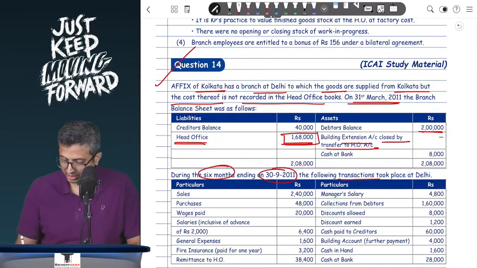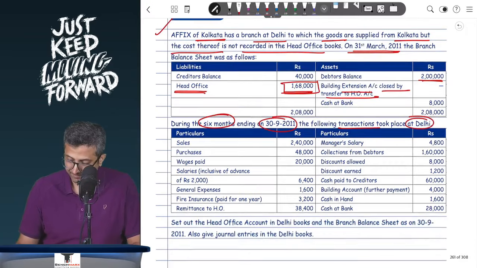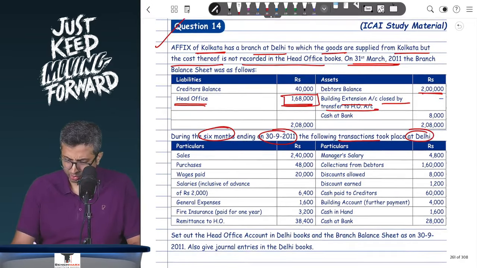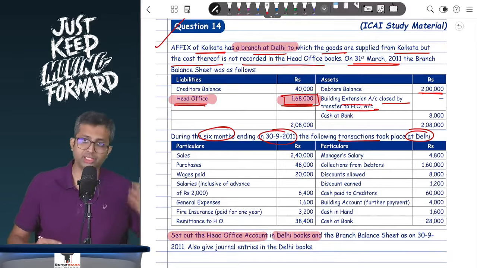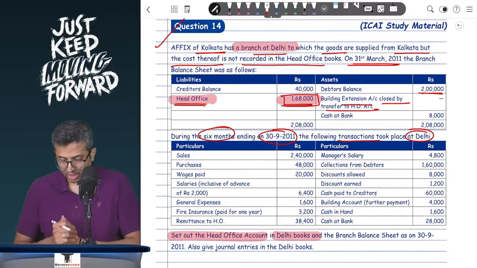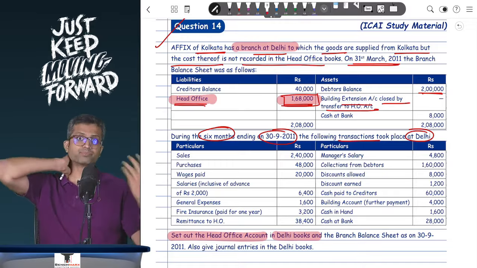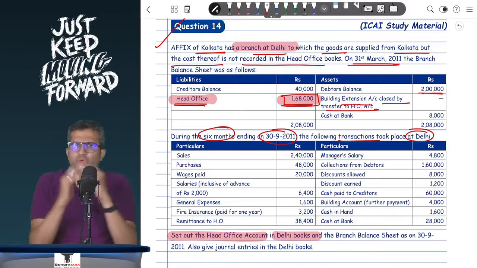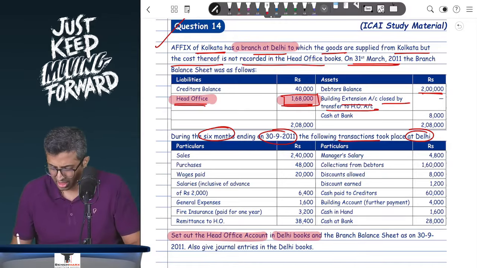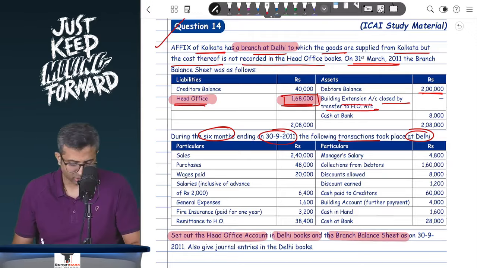The following transactions took place at Delhi. So these are transactions which took place at Delhi, in the branch. All of these transactions are there. Set out the head office account in Delhi books. Head office account has an opening balance, I think a liability, that is a credit balance of 168. Then you have to figure out, as an independent branch, what all, like you passed entries earlier, journal entries. Now you have to prepare a ledger where you take all the entries, and the branch balance sheet as on 30th September, and also give journal entries in the Delhi books.